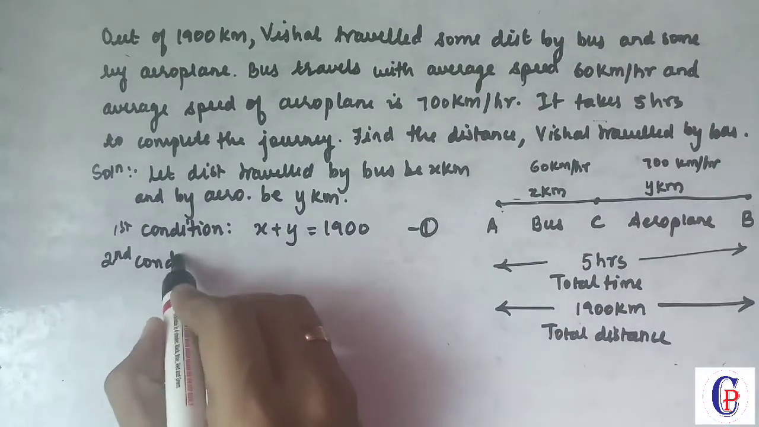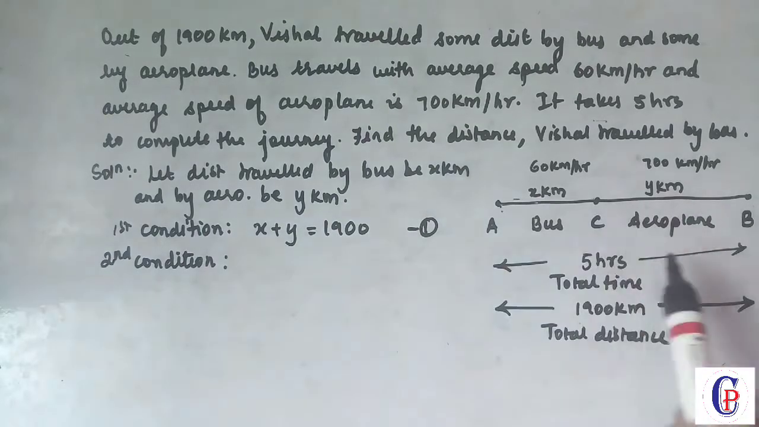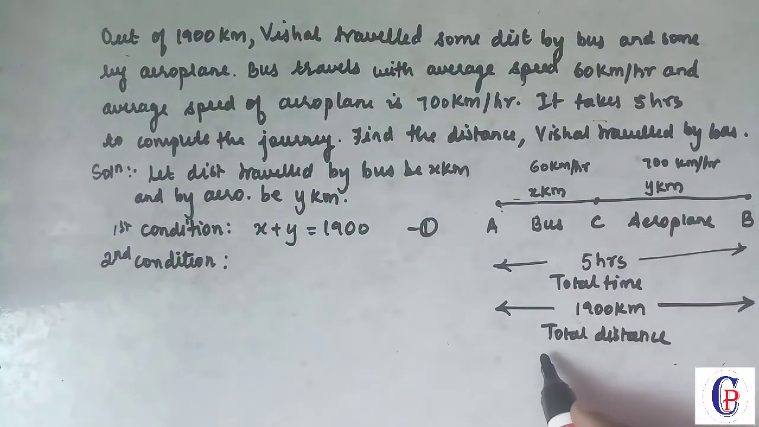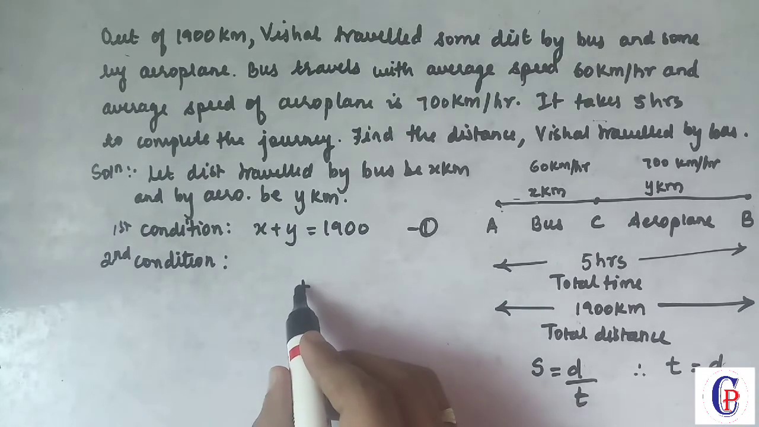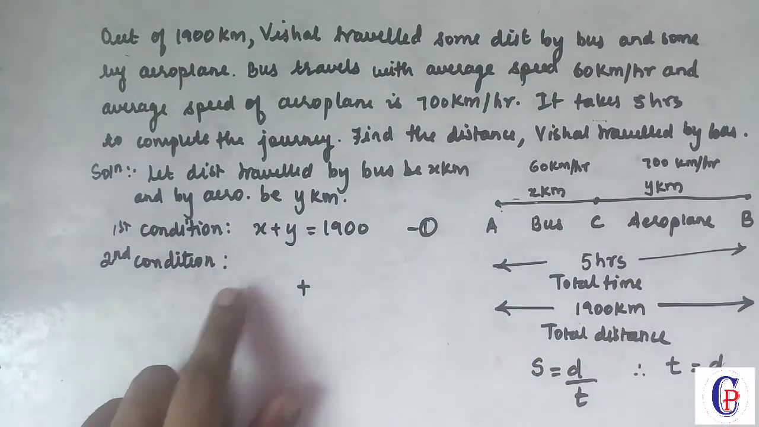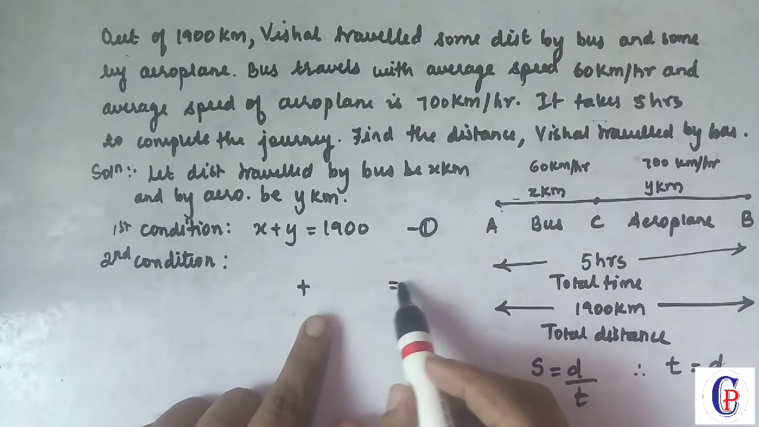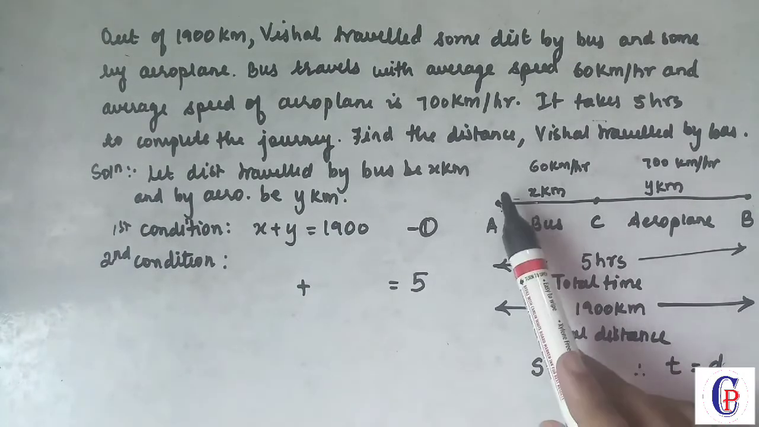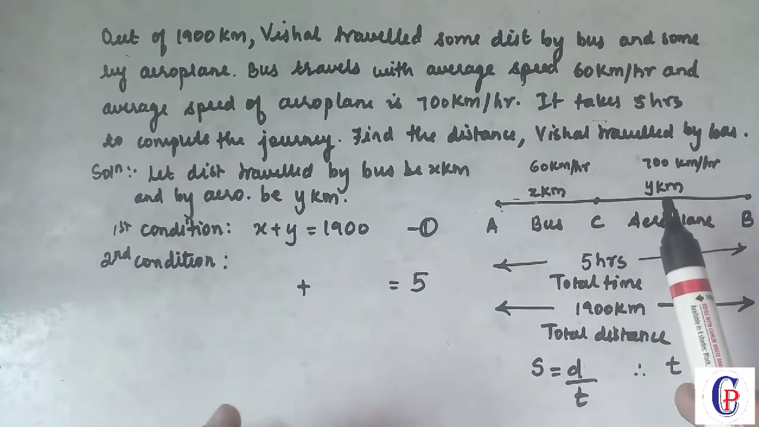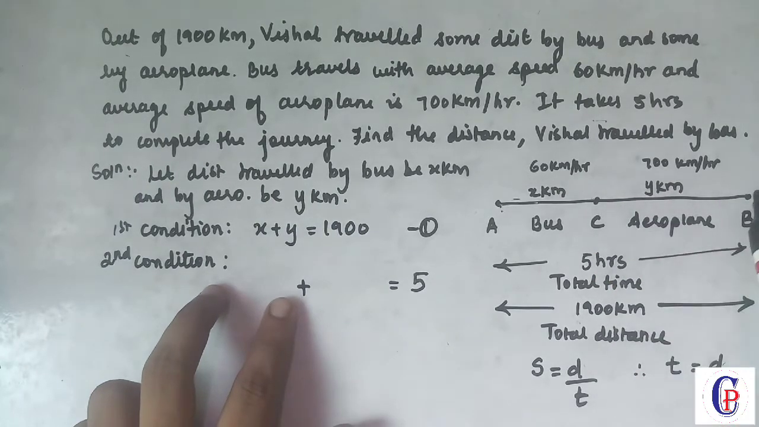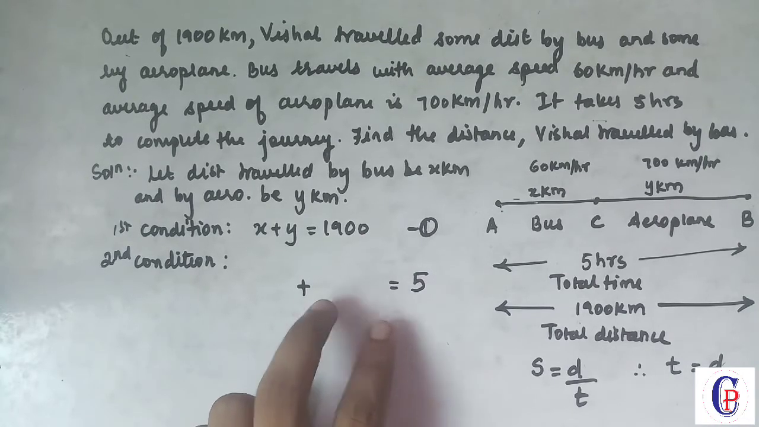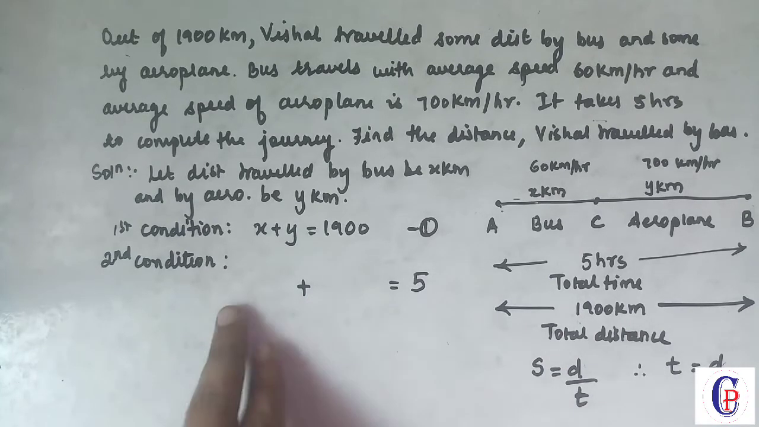And for the second condition, it is given to us that the total time is 5. Now we know from physics that speed is distance upon time, so we can also say that time is distance upon speed. From A to C and from C to B, the total time taken is 5 hours. From A to C we don't know how much time it is, and from C to B some time must be taken, but we know that the total time is 5.